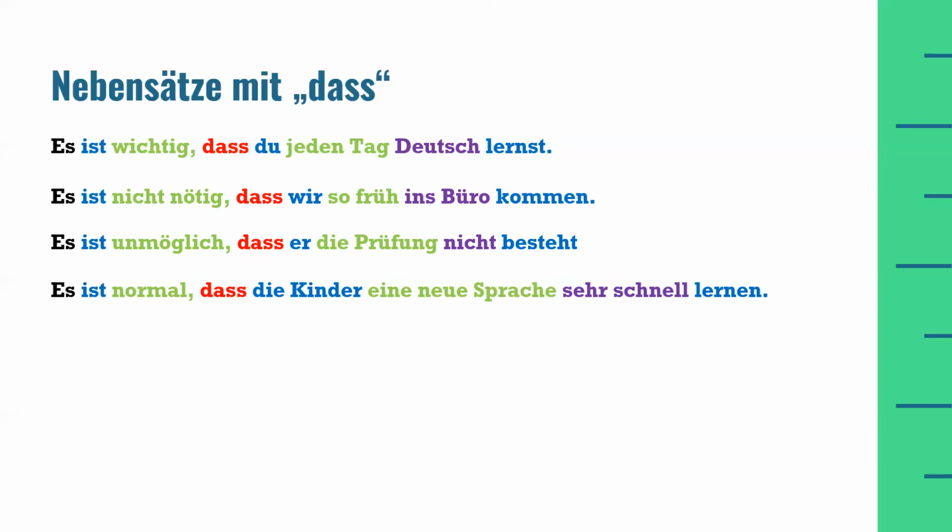Sehr schnell, schnell is an adjective here, and lernen is the verb here, which is conjugated according to the subject, die Kinder.